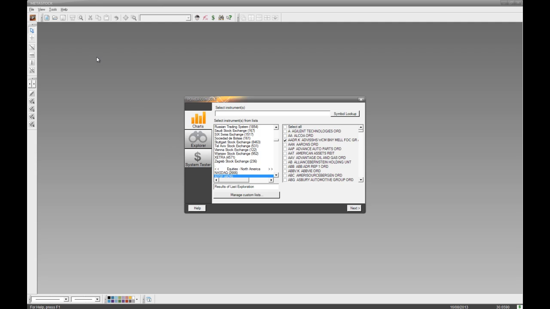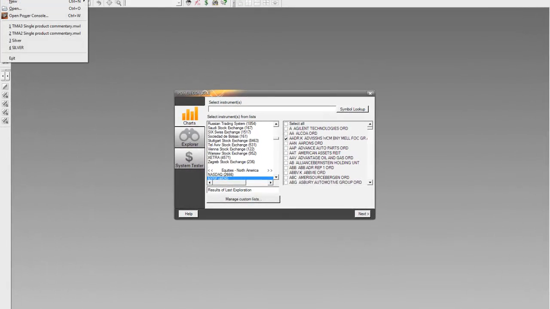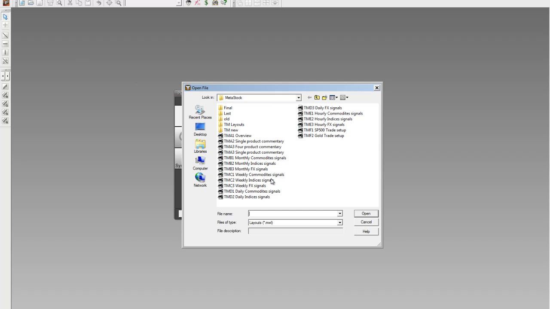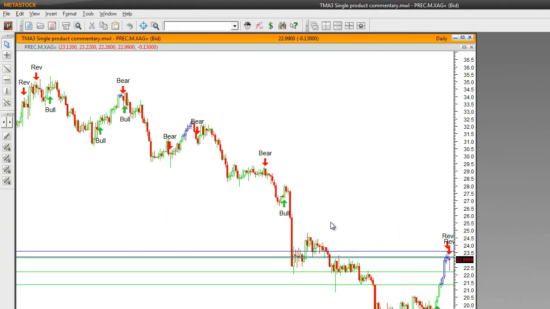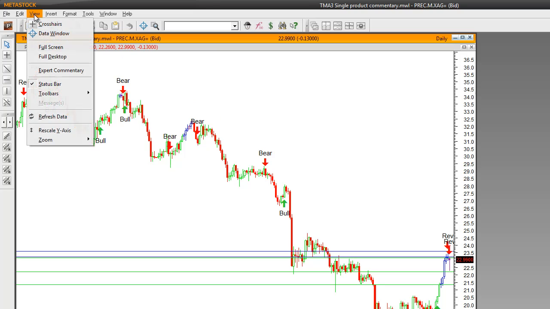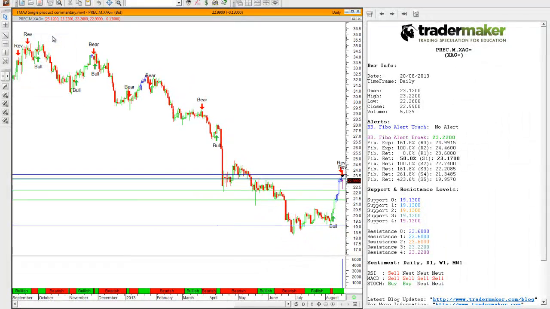Okay, let's get started. So the first thing we want to do is open up our layouts. That's just found in File, Open, and we have our layouts already. We have different types of layouts for different types of trading, but we're going to concentrate on the system now, so just look at a single product and commentary. Okay, so the first thing you want to do when you open your chart up is View, Expert Commentary, and that gives you the TraderMaker add-on screen.